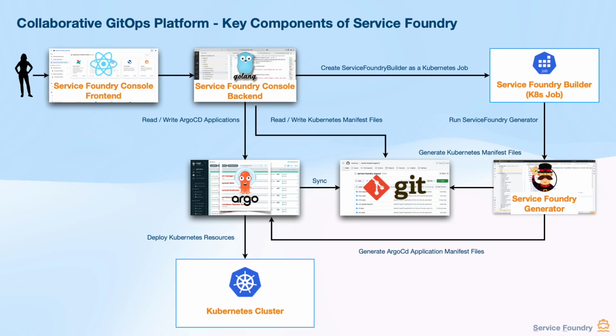This diagram shows how Service Foundry components work together. The console frontend is where users manage and deploy modules. The backend connects with Git, ArgoCD, and Kubernetes to handle actions. The builder and generator create all manifests and push them to Git, which stores everything as the source of truth. ArgoCD then syncs those files to Kubernetes. In short, Service Foundry automates the full GitOps flow from console to cluster.